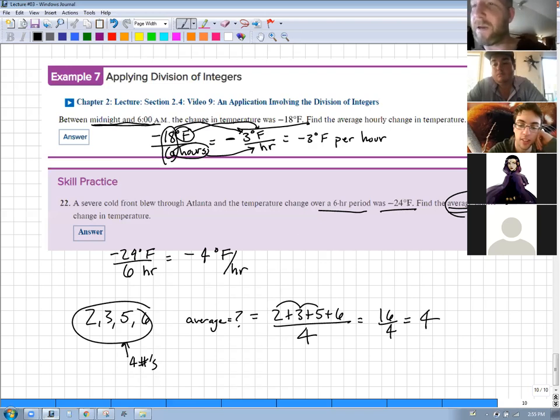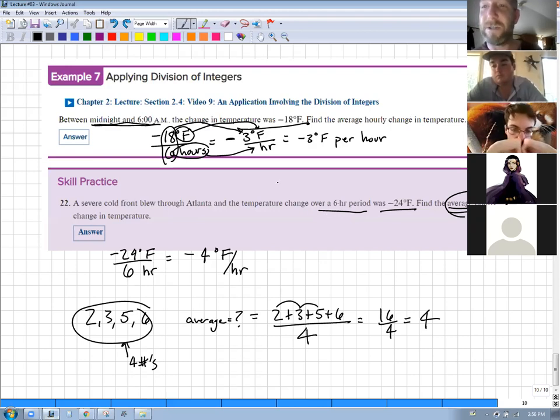It's kind of like a simple calculus problem. We're looking for the average change in temperature. Well, it changed 24 degrees in 6 hours. Okay. So we end up with -4 degrees Fahrenheit per hour.